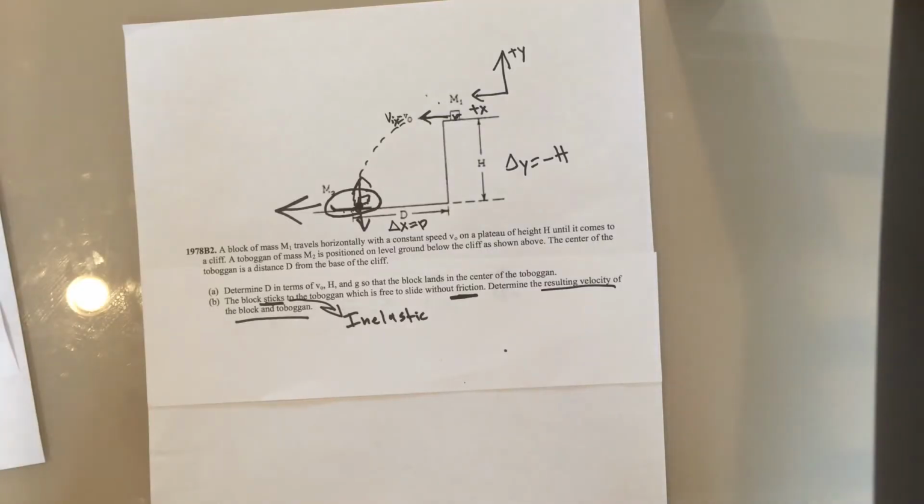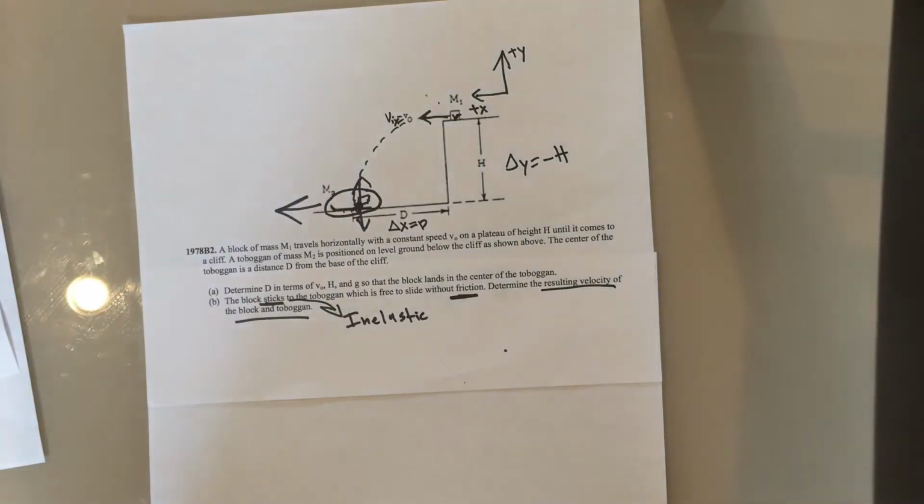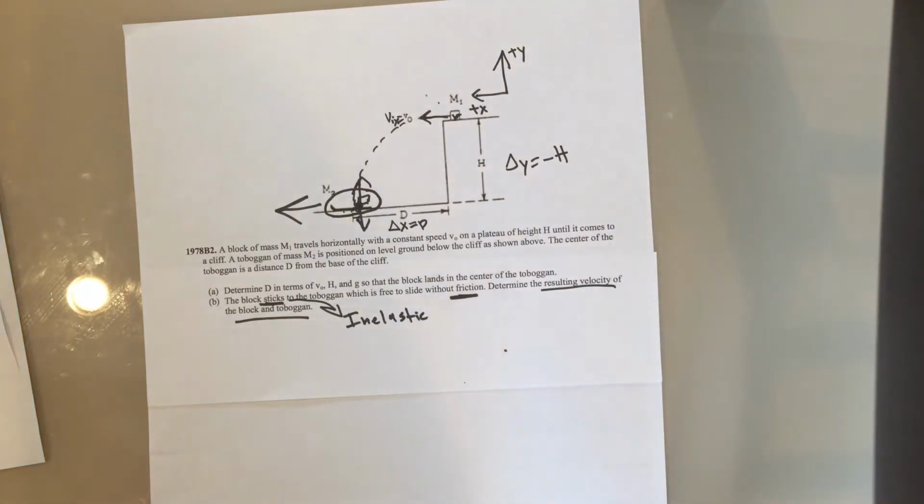Okay, so this is part B. Part B says the block sticks to the toboggan, which is free to slide without friction. Determine the resulting velocity of the block and the toboggan. So from just reading this problem, since the block sticks to the toboggan, we can say that this is an inelastic collision between the block and toboggan.